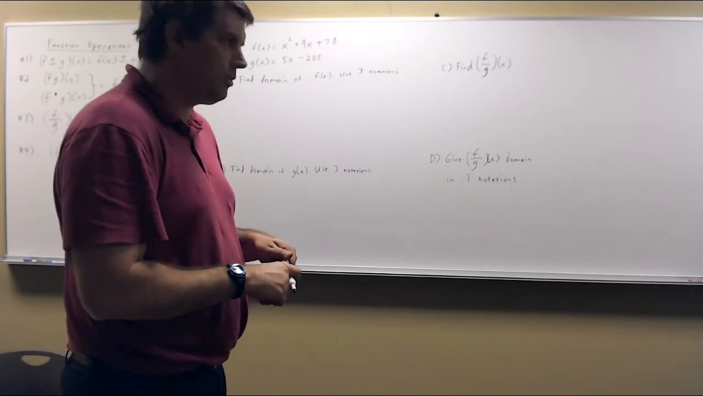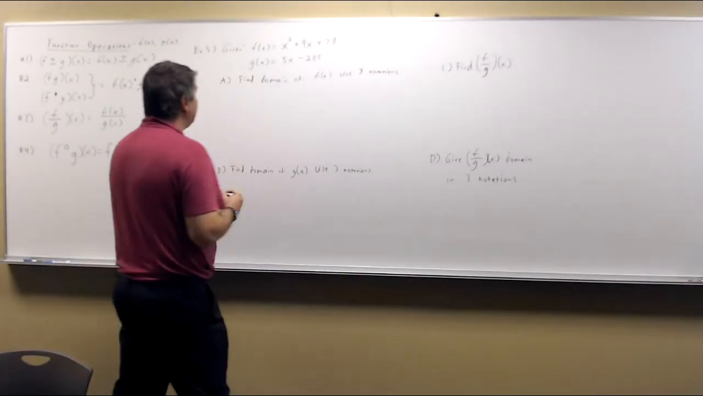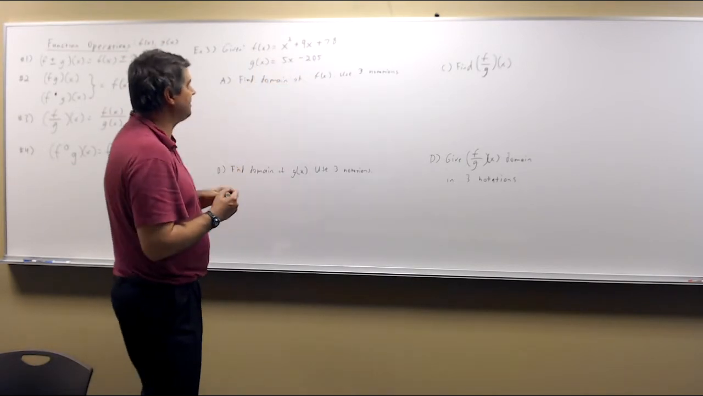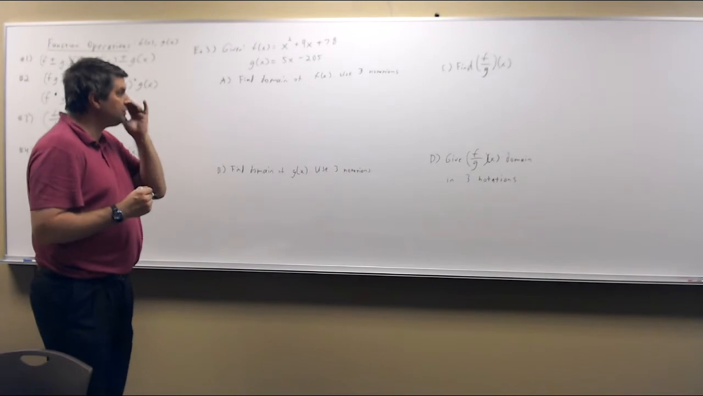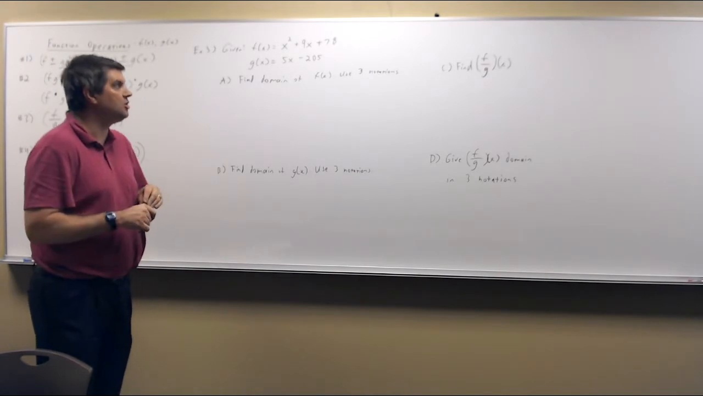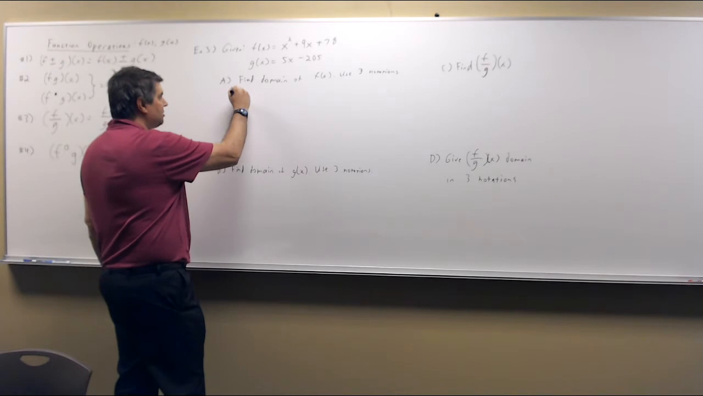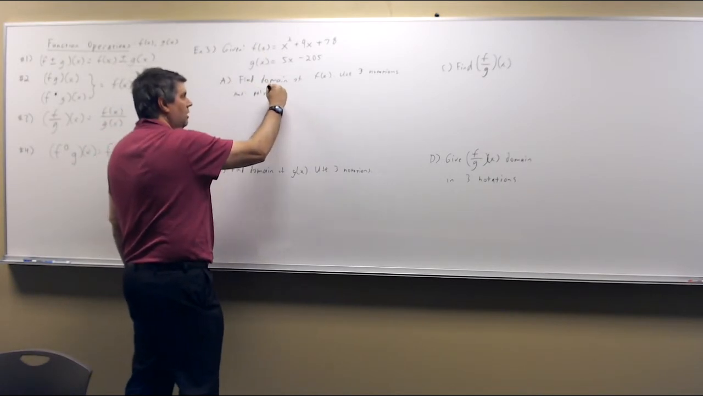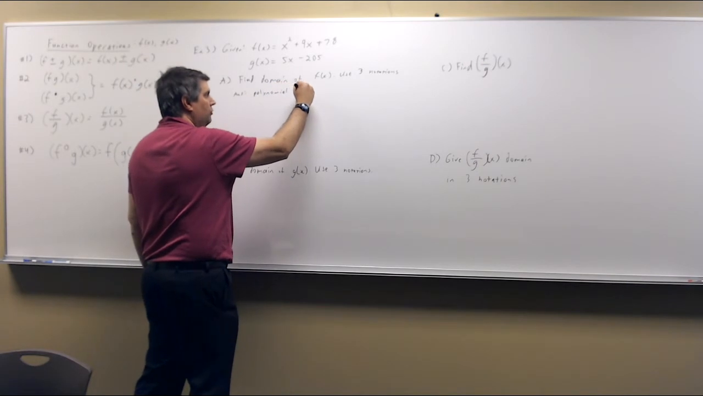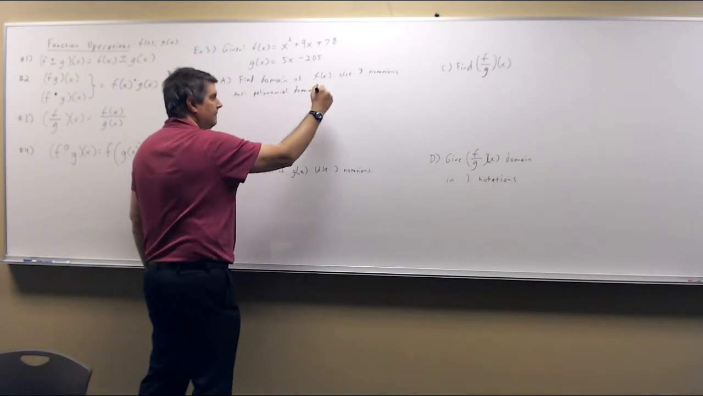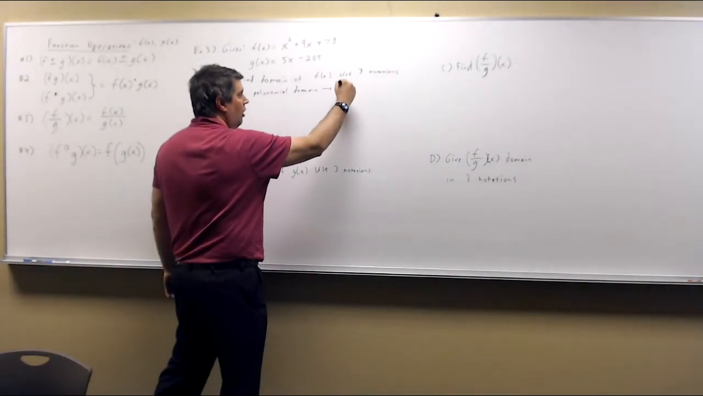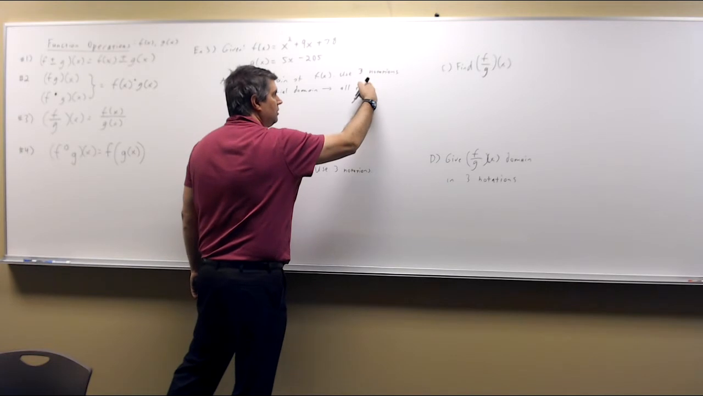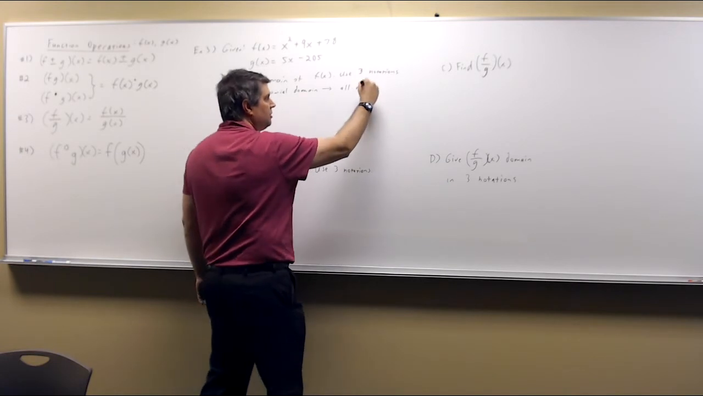All right. The third example, I'm going to give you f of x is x squared plus 9x plus 78, and g of x is 5x minus 205. A, find the domain of f of x, use three notations. Answer, it's a polynomial. Polynomial domain is all real numbers. So I'm going to write it as all real numbers.